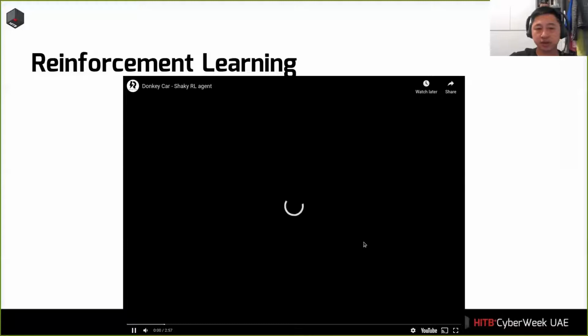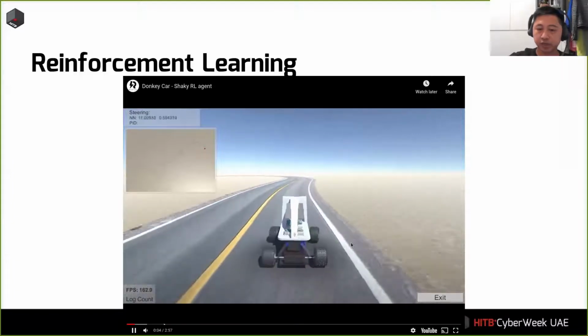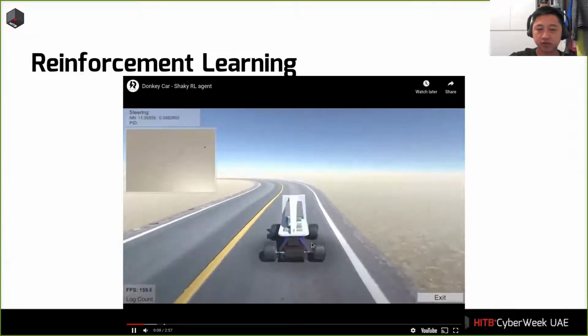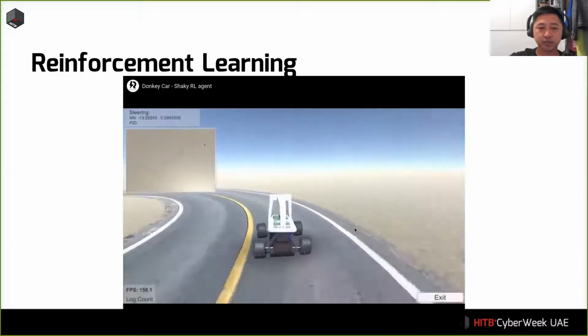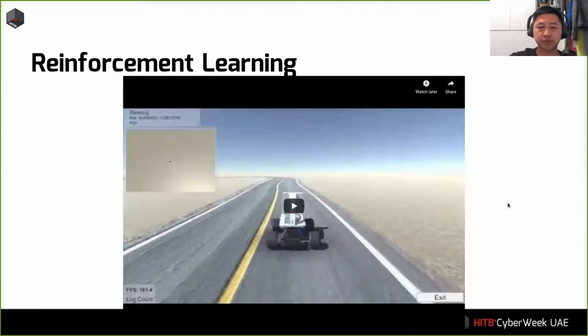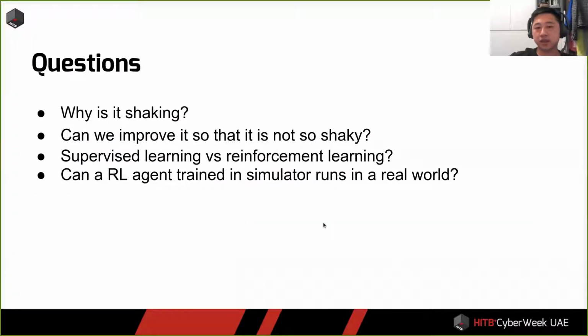So we have trained a reinforcement learning agent inside the Donkey Car simulator. It is doing something very funny. If you notice the front wheel of the car, it is shaking. So I want to ask you, why is it shaking? Basically, we define a reward function and it is trying to maximize the reward. The reason it's shaking is interesting. It is closely related to the reward function.